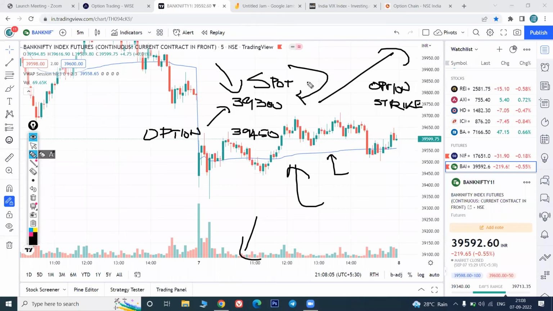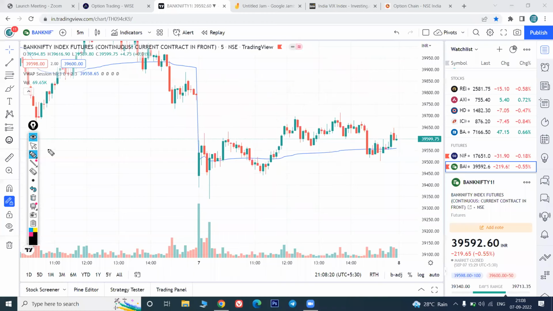Why I'm looking at spot levels for choosing option strike price is because option price moves based on the spot level only. Both option and future chart price move based on the spot level only. For that case, I'm looking at the spot chart. Bas, simple.